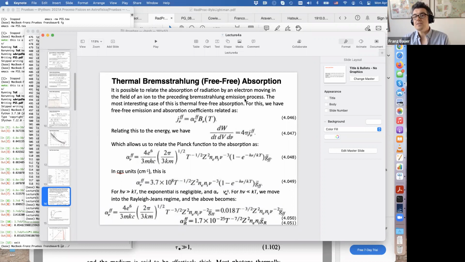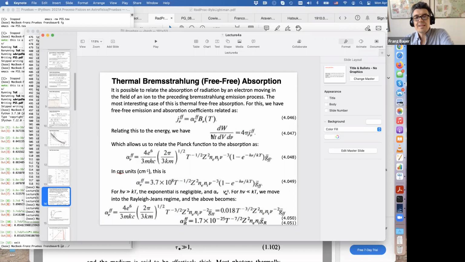We can relate the absorption of radiation via an electron moving in the field of this ion based on the emission process. If you recall from lecture 2 or 3 in chapter 1, we had this particular equality. This is the average emissivity, the isotropic emissivity, and that is going to be equal to the absorption coefficient times the Planck black body. If everything is in equilibrium, we will have some absorptions which match some emissions, and they're related by this.